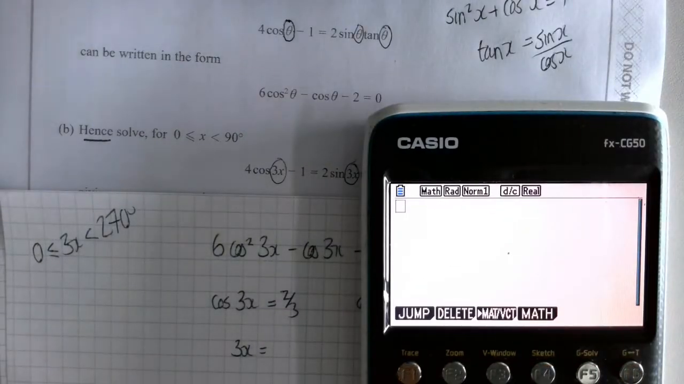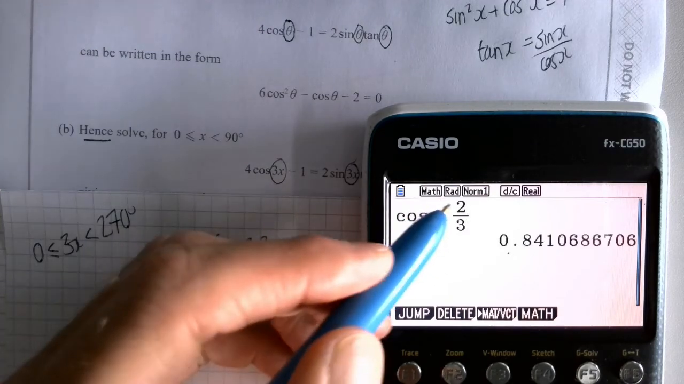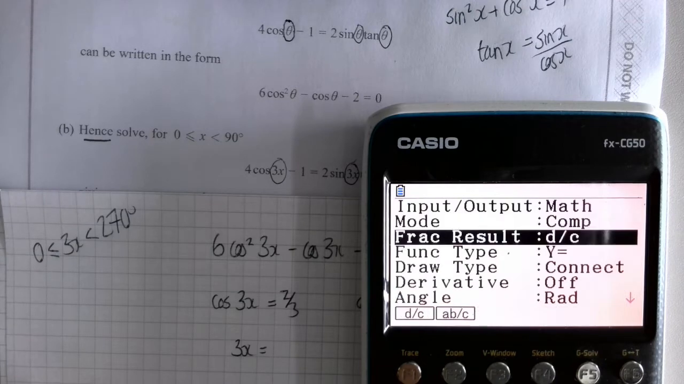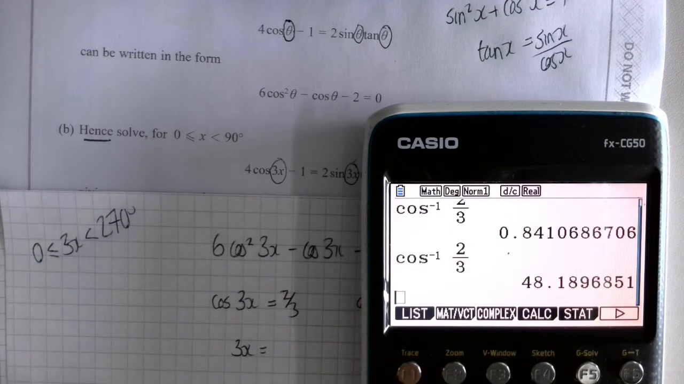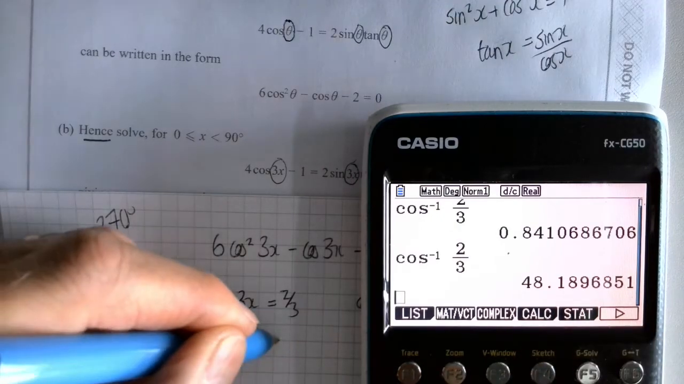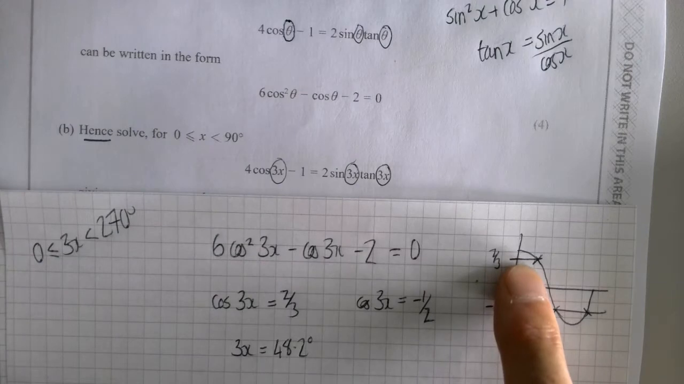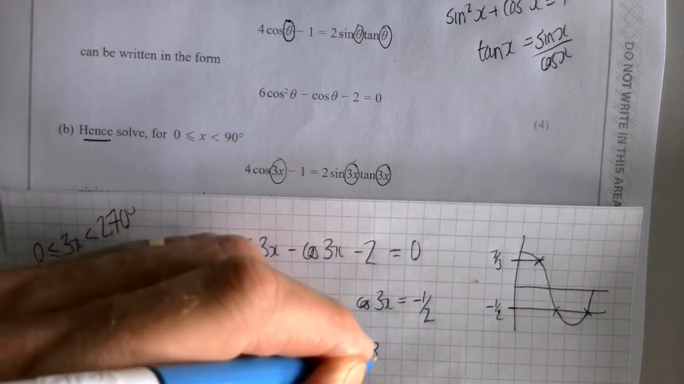So I'm going to do shift cos of 2/3 back into normal run matrix mode. So shift cos of 2/3 gives me, right, I'm in a different way of measuring degrees called radians, which we're going to meet soon, so I'm going to change that quickly. There we go. Right, so that is 48.2 degrees. That's the only solution between 0 and 270. And I'm going to do shift cos of minus a half.